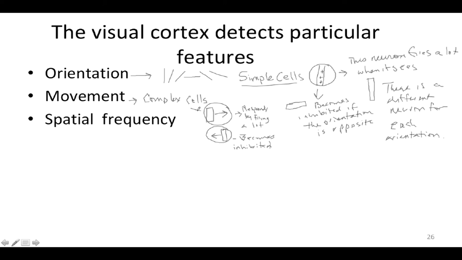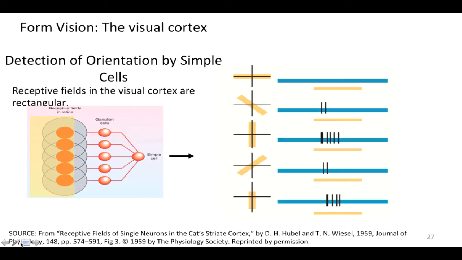In addition to simple cells and complex cells, there are end-stop cells. And they react to size. They detect objects of different size.